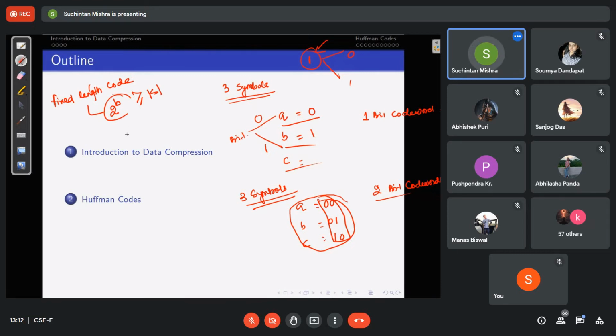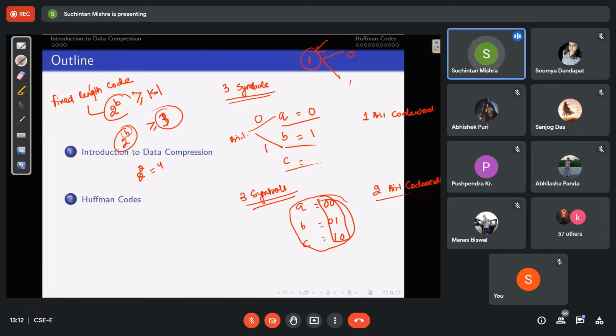Okay, now if I apply the formula, number of symbols is equal to 3, and I have to find some value of b which will give me 2 to the power b equal to or greater than 3. So what is such value? Such a value is 2 to the power 2. Only then I can get 4 values which is greater than or equal to 3.